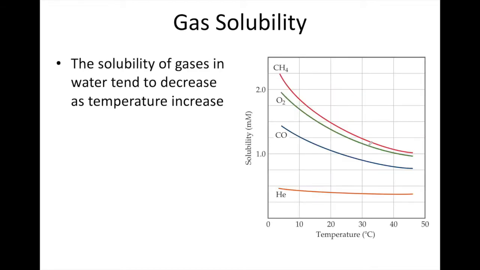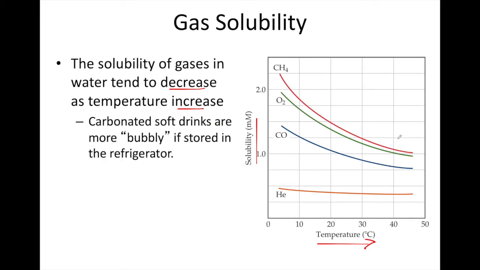The solubility of a gas in water tends to decrease as the temperature increases. If we look at the graph over here, we have the solubility versus temperature. You can see that as we increase the temperature, the solubility tends to go down. That's, of course, because as we increase the temperature, the gas particles move faster and they're more likely to escape or be released from the solvent, which in this case is water.